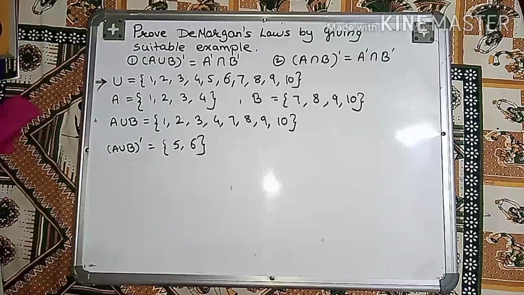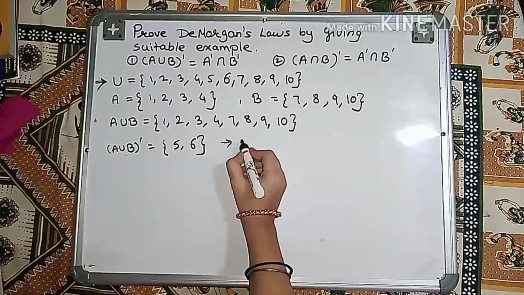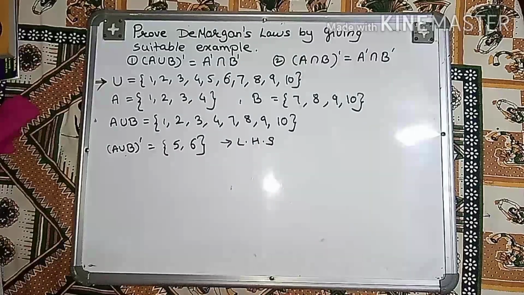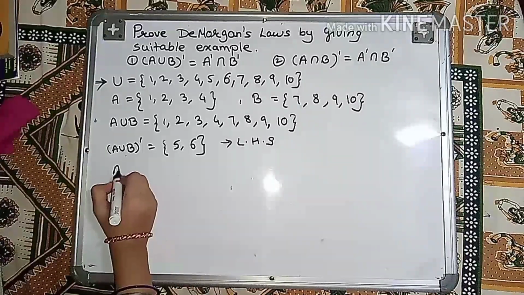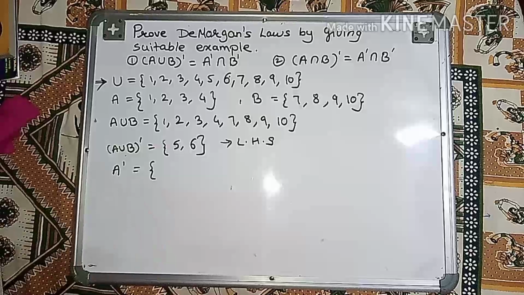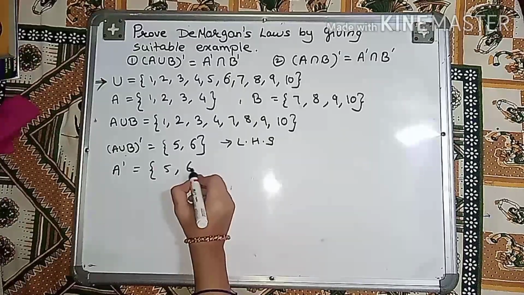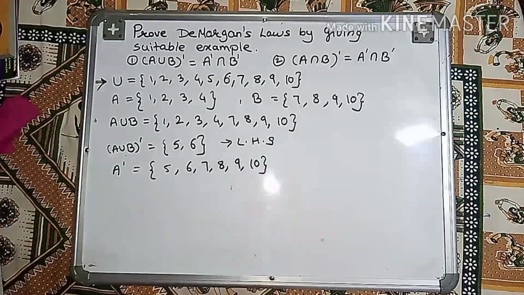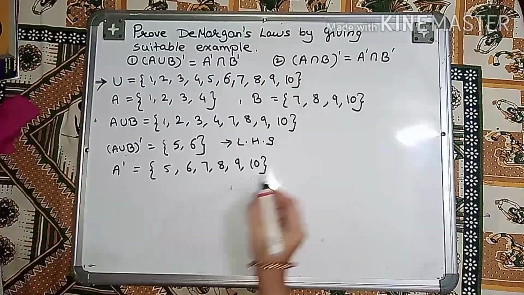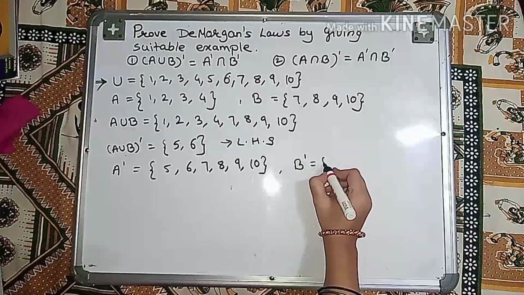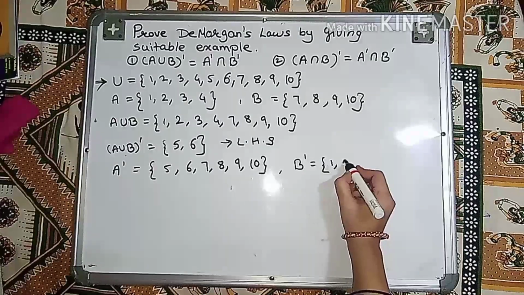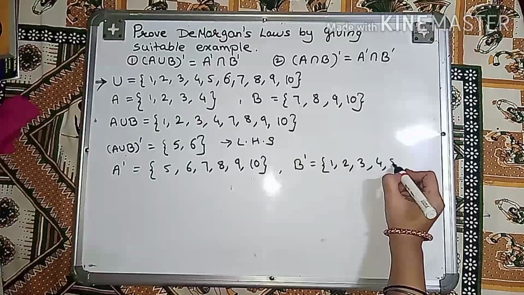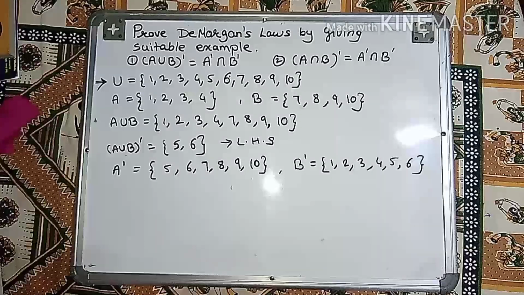Now this is the LHS. Now we have to find the RHS. For the RHS we have to first find A dash. What is A dash? 5, 6, 7, 8, 9, 10, which means elements of U which are not in A. And what is B dash? B dash is 1, 2, 3, 4, 5 and 6.